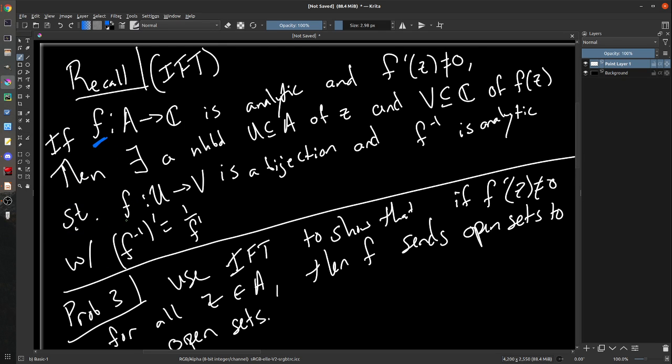This f right here and this f right here are different f's. They agree point-wise. You plug in any value in U and you get the same thing out. But notice f takes values in A and sends them to C, while this f down here takes values in U and sends them to V.